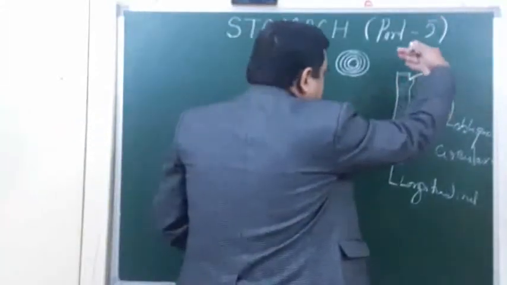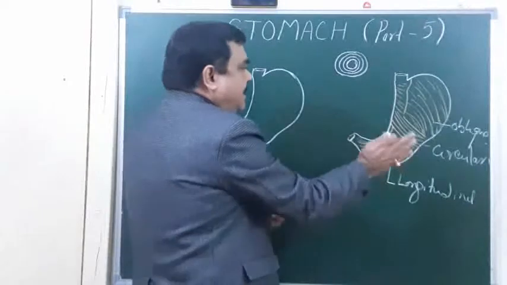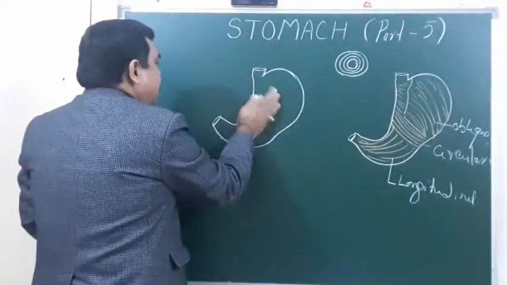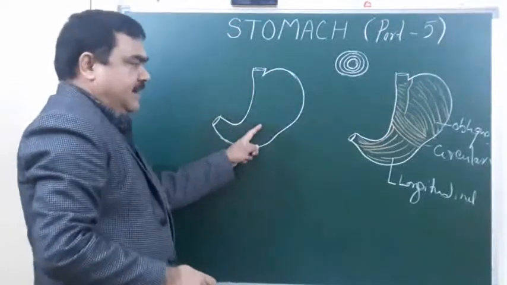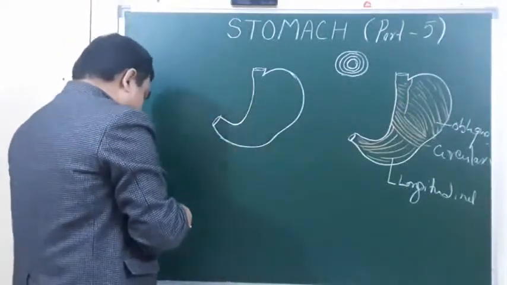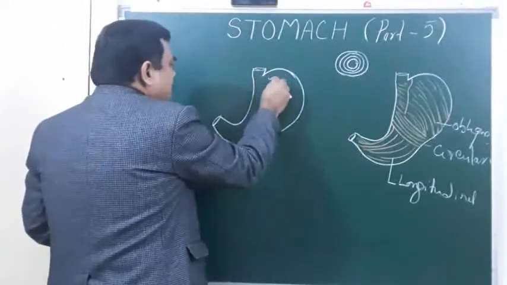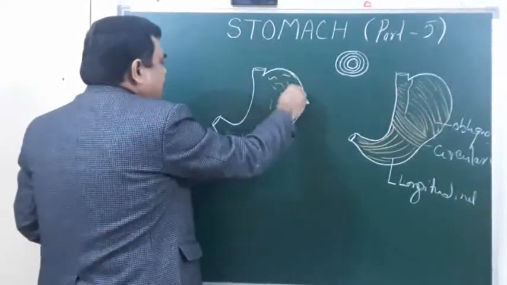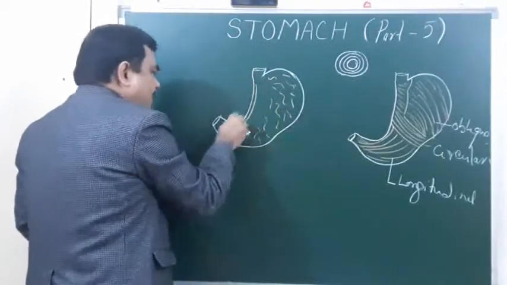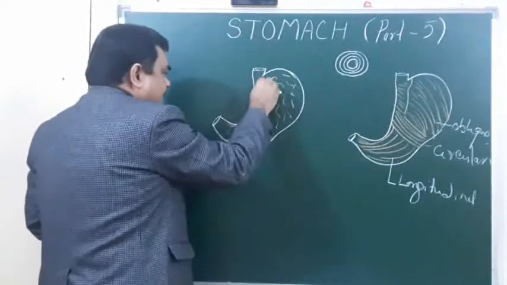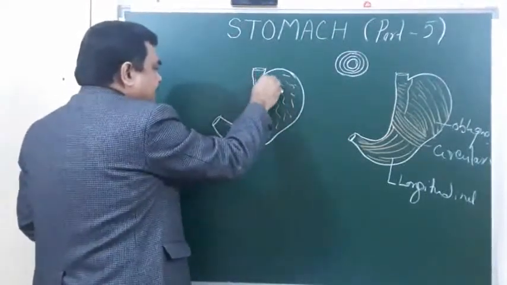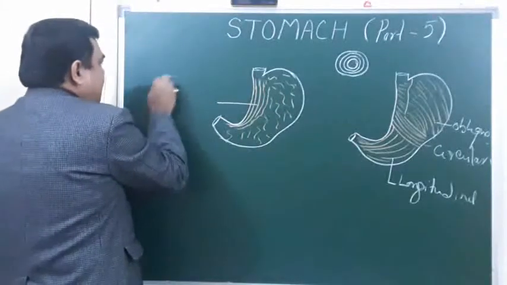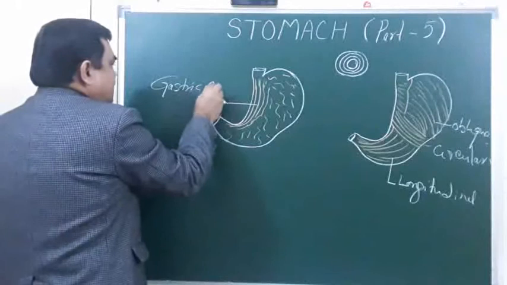If you cut a section like this and remove the superficial part, it divides into two parts and one part is removed. The other part you see from the inner side. This is the interior of the stomach. You will find there are several folds in the mucosa, irregularly arranged. But along the lesser curvature, these are longitudinally arranged, and this arrangement forms the gastric canal. This is the gastric canal.